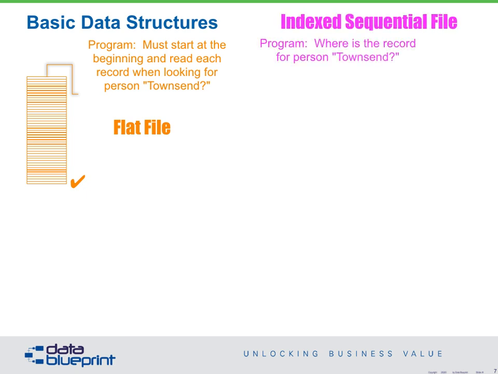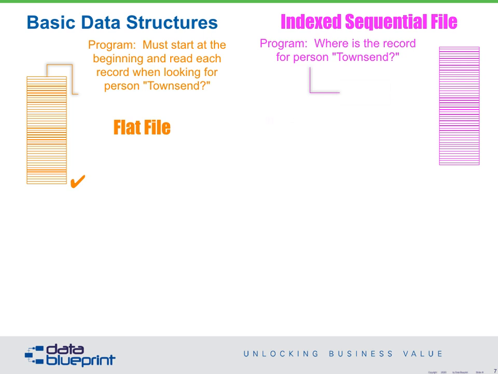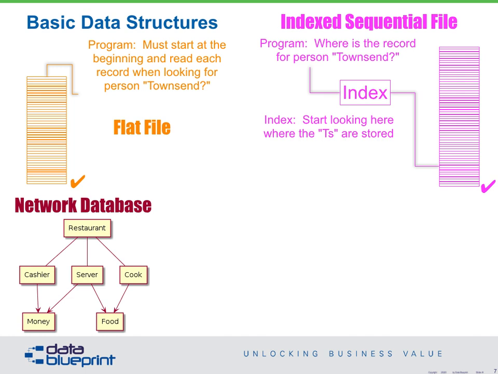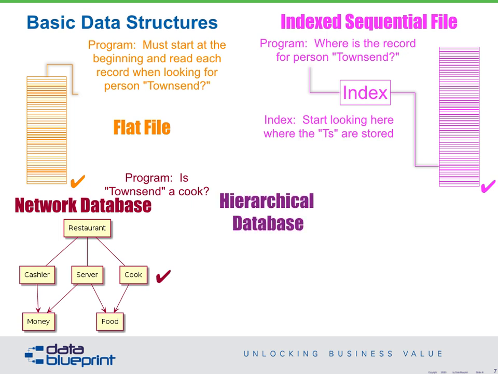An advance of that was an index sequential file, where, asking for the person Townsend, they would say, well, look, you don't have to look in these records because we have built this thing we call an index. And this index says you can start looking for the T's right there and get an answer more quickly than you would in the flat file format. A network database also gives you this, but gives you the ability to directly access this information. The question is, is Townsend a cook? The answer is yes, they can directly go to that information.